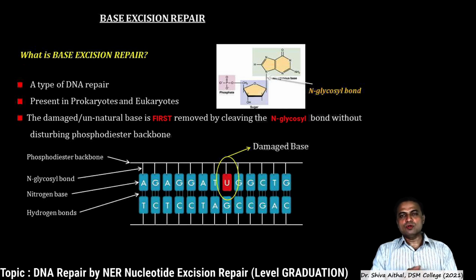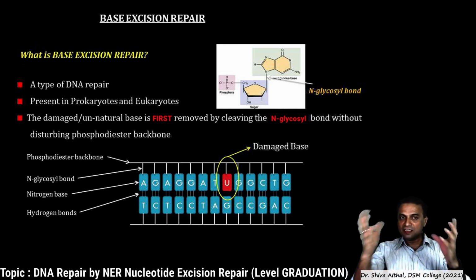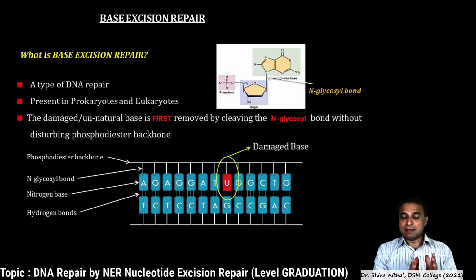If that is removed, then the base will be flipped out of the system, out of the DNA strand. So if it is a damaged or unnatural base, then there are enzymes to recognize this. Normal bases won't be recognized, and this is removed. So the mechanism is as simple.